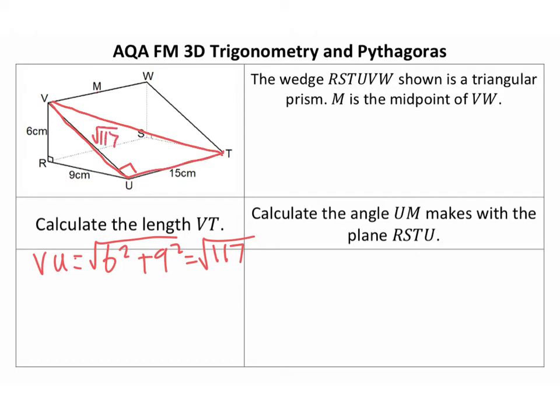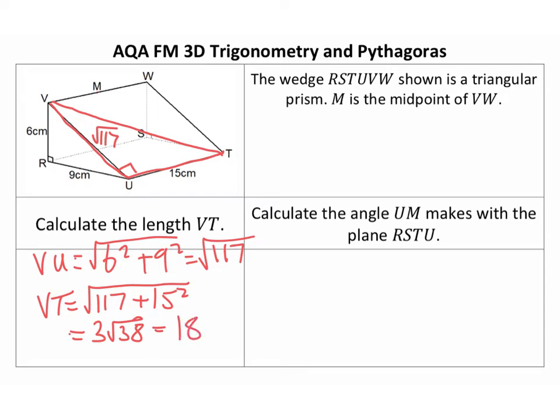So that's root 117, and now I need to find VT, which is going to be root 117 squared, which is 117, plus 15 squared. The square root of that, it says, is 3 root 38, which I can now round to 18.5 to 1 decimal place, centimetres. So there you go. That little tip: leave it in surds for as long as possible.